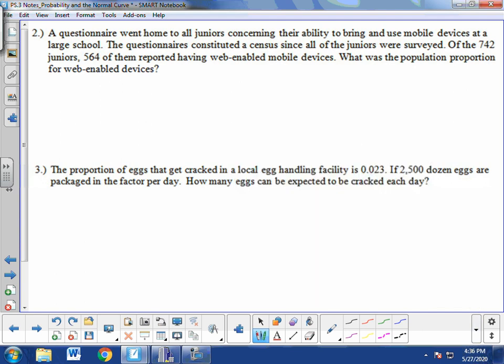Basically what we have here, if we're talking about population proportion, we're looking for a percentage of the population that meets a certain criteria. We can think of this as a probability. So let's make web-enabled devices an event. Then the number of elements in the event, or the number of people that meet that event, over the number of people or elements in the sample, allows us to find the population proportion that have web-enabled devices.